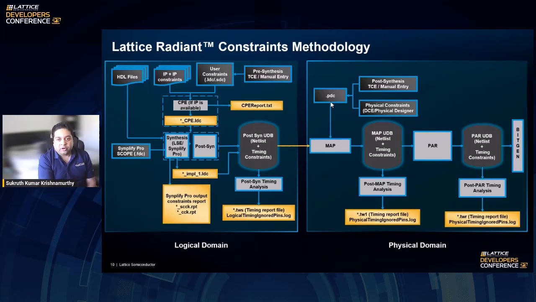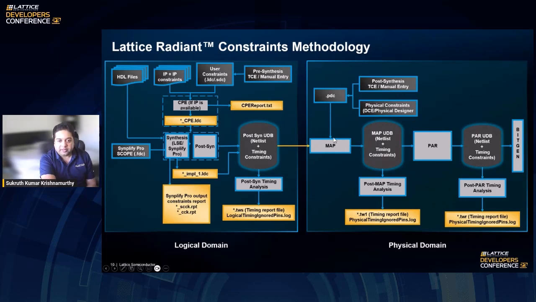We have a tool called Post-Synthesis Timing Constraint Editor, which allows users to create timing constraints from the GUI. Users can also include manual constraints. Users can also enter constraints manually using a source editor. We have a tool called Device Constraint Editor, which is used to input physical constraints, or users can choose the manual way to enter the constraints. All this input goes to the map stage.